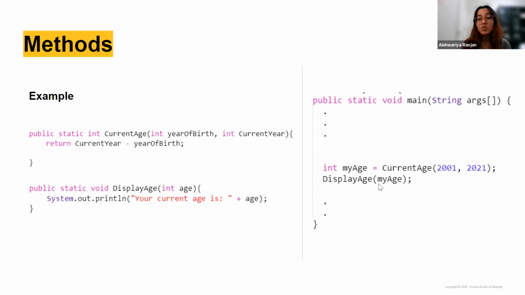This is now an actual parameter. A formal parameter is what you write down when you're defining the method. But once you're actually putting a variable in it and calling it, it's an actual parameter. So this would call the displayAge method, and over here it would print out your current age is, taking the age from here, which is 20 that I received from the currentAge method. So it would print out your current age is 20.